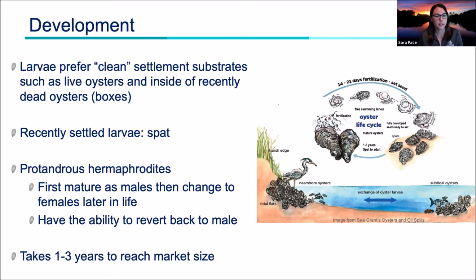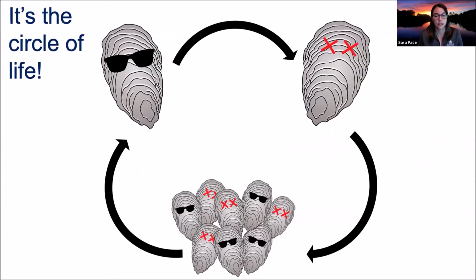As for their development, oysters are protandrous hermaphrodites, which means that they first mature as males and then later change to females. And oysters do have the ability to revert back to males, although this isn't very common. And oysters can grow very rapidly. They can reach market size, which is 3 inches, in between 1 to 3 years, depending on location. So not only do oysters need to reproduce to maintain their populations, but they also need to continually contribute to the reef structure.